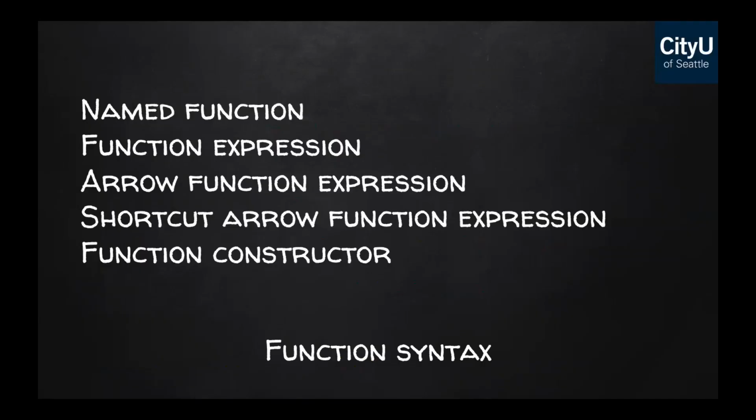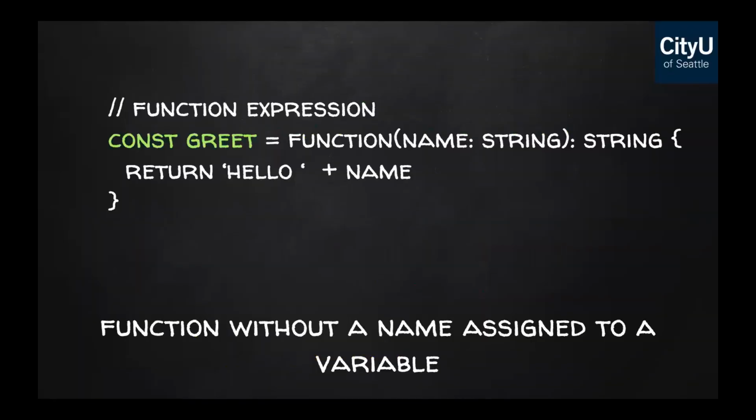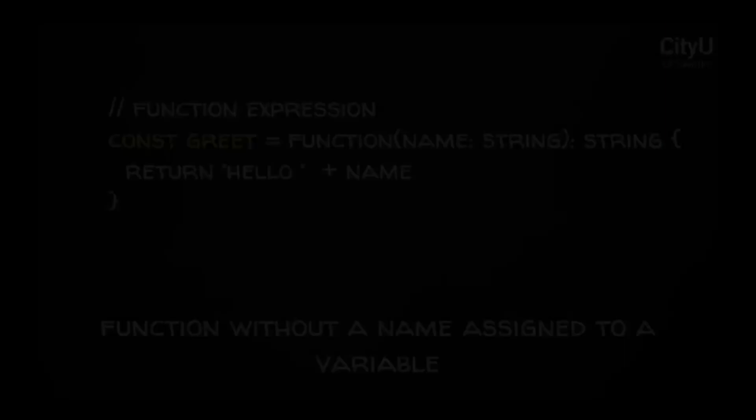So we've gone through named functions, function expressions, arrow functions, shorthand arrow function expressions, and the function constructor. A named function is basically a function with a name. A function expression, basically, you have a function and you assign it to a variable.